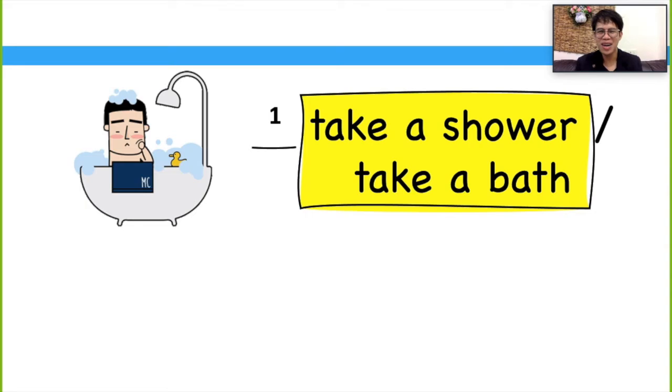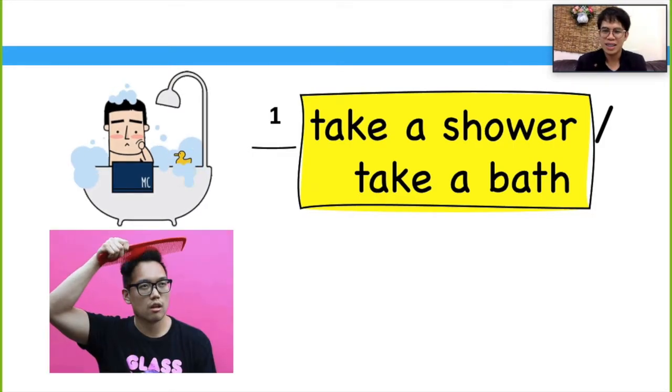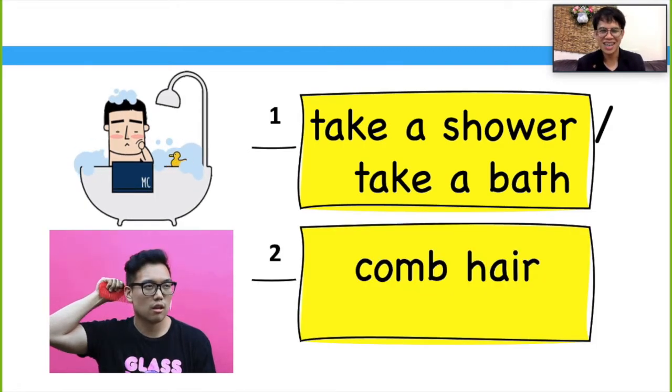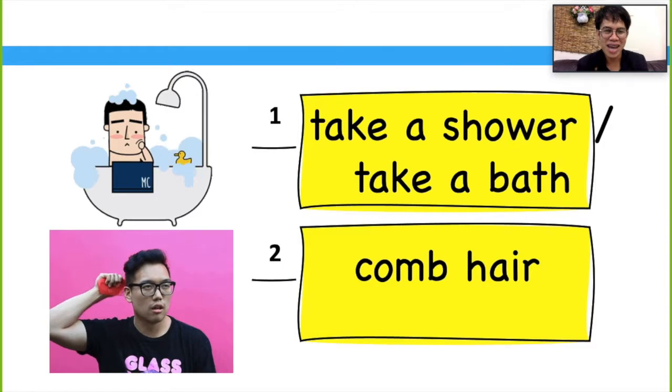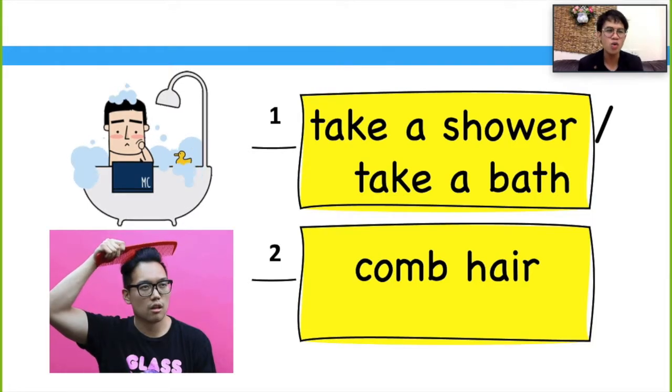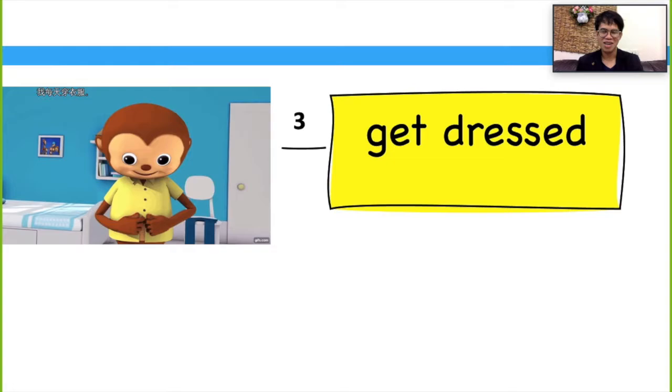So the first one is very easy. This is take a shower. Or you can also say take a bath. Take a shower or take a bath. Second one, can you guess this? It's comb hair. Alright? Comb hair. This is silent B, so you don't say comb. You say comb hair. Number 3.